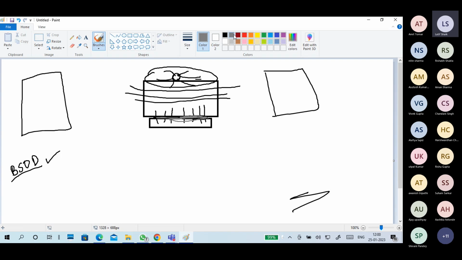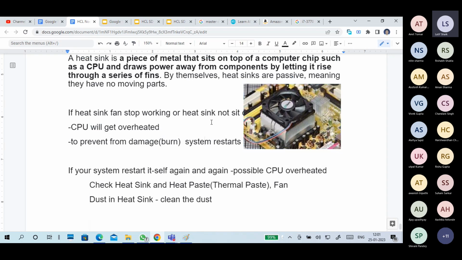Another one is dust formation. The longer you keep the system like that, there is a lot of dust on the heat sink. Because of this dust, the heat in the heat sink cannot be cooled down. Because of dust, air is unable to flow, and the heat sink cannot get cooled because there is no airflow. So obviously the processor will get overheated and the system restarts. Why is the system restarting? The processor is getting overheated.